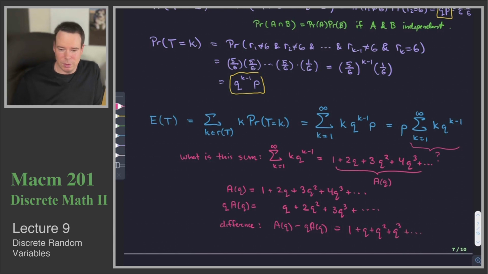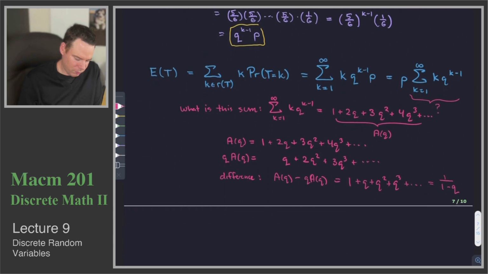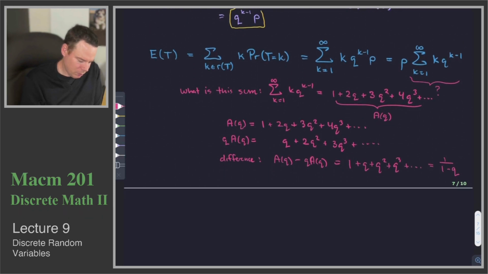And that's a geometric series. And that geometric series sums to 1 over 1 minus q. And so I have a nice closed form for that expression. Now I notice that I can factor out the a cubed from each of these. So I get a(q) times (1 minus q), and that's equal to 1 over 1 minus q, and therefore I'm able to solve for a(q). It's 1 over 1 minus q all squared.